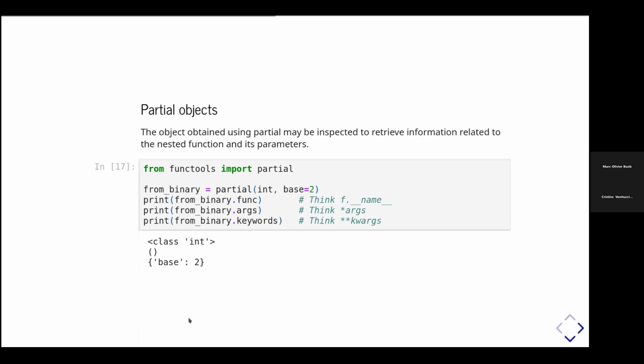Just for your information, when you craft a partial object, when you call the partial function, it actually doesn't return a function. It returns a partial object that wraps the function with the default keyword and arguments. If you want, you can inspect the partial object to see what the wrapped function is, what the wrapped args are, and what the wrapped keywords are. The args correspond to *args in Python, and the keywords correspond to **kwargs.